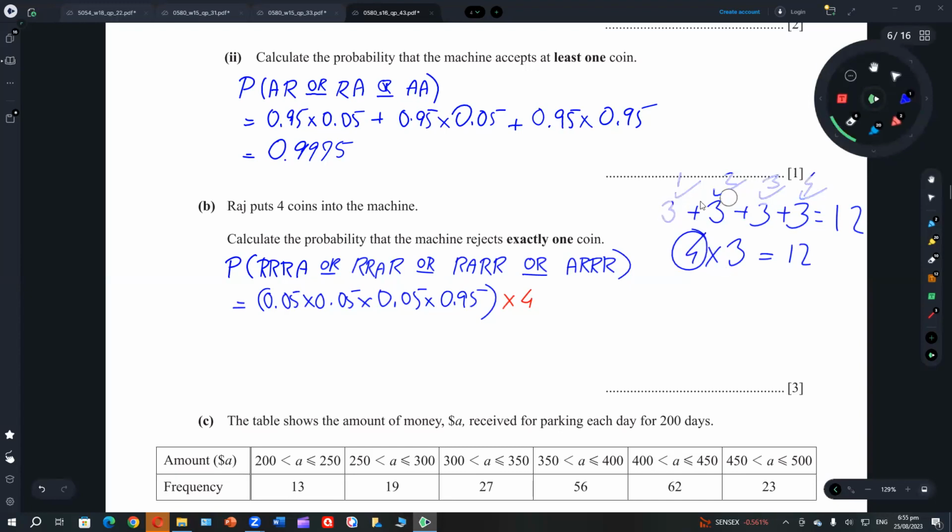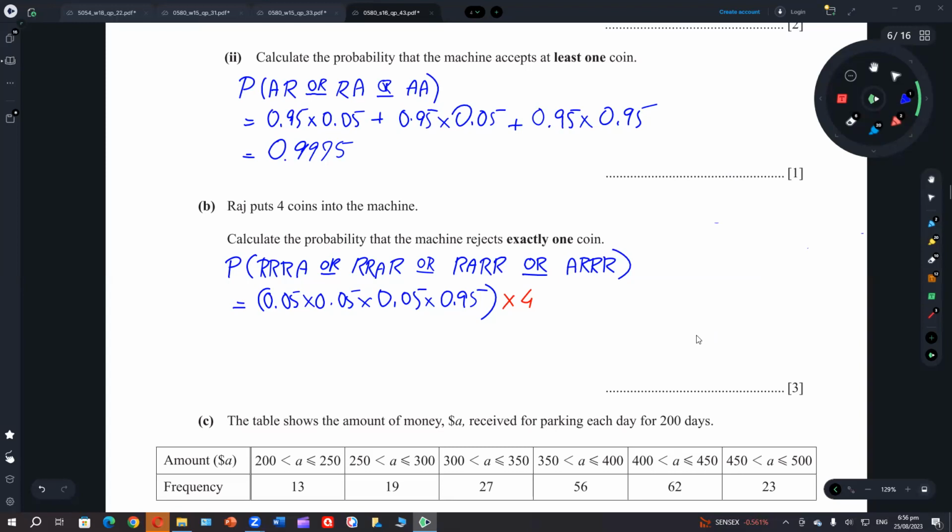Yes, sir. I got 4.4. It can't be 4.4. Probability can never be more than 1. Oh, I did 0.05 plus 0.05. No, there is no plus sign. Oh, okay, times. Look at the screen, please. Sir, that's why I got confused, because usually when you add, then you multiply.